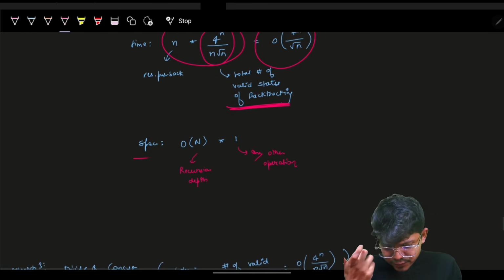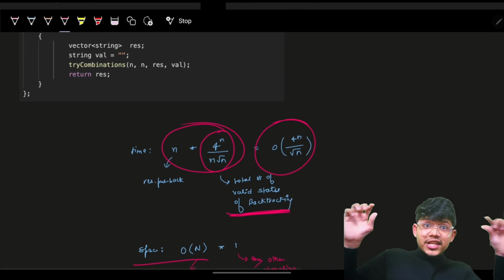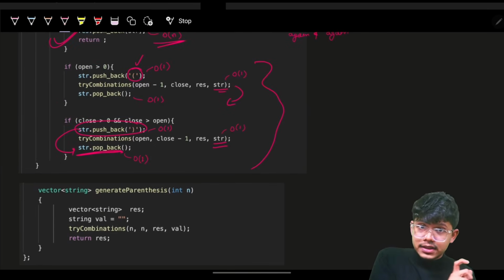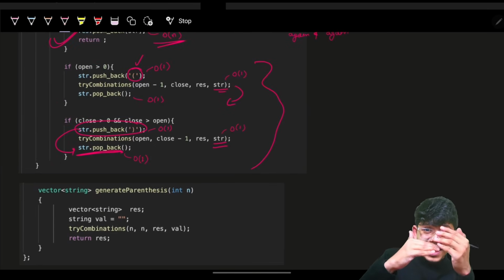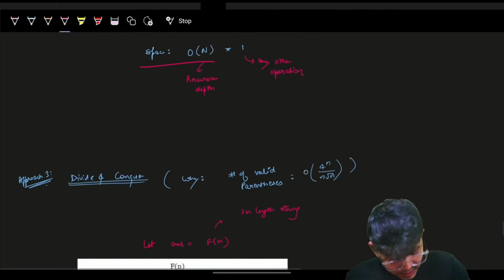But yeah, space is for sure O of n because of the recursive stack space which we have. And there is no extra string space being taken because I'm using the string in memory. That is only one string, and it's being modified internally every time.